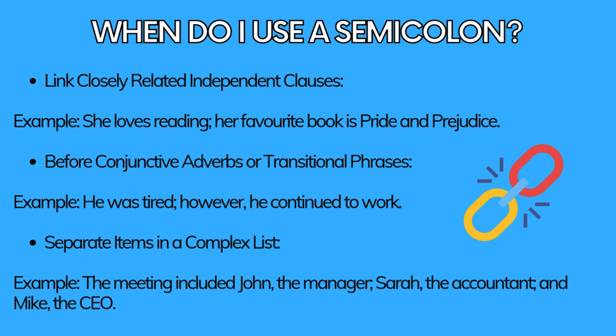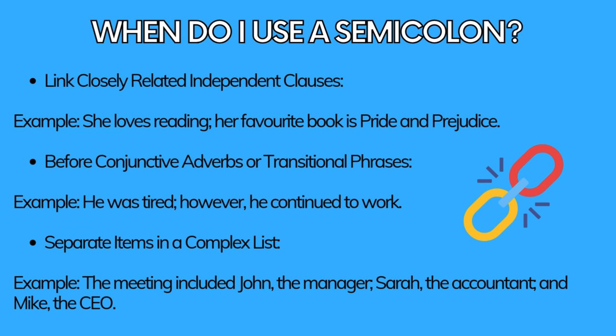Semicolons are also used before conjunctive adverbs or transitional phrases. So when two independent clauses are joined together with a word like however, therefore, or as a result, you can use a semicolon before the word to link the two clauses and make them into one sentence. Again, no need for a capital letter after the semicolon. For example, he was tired; however, he continued to work. The semicolon ensures clarity by marking the boundary between the two ideas, but also connects them together.